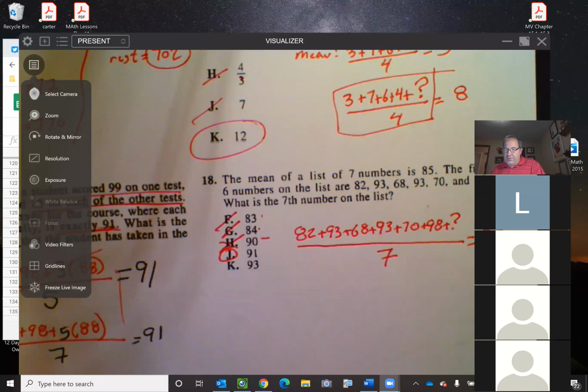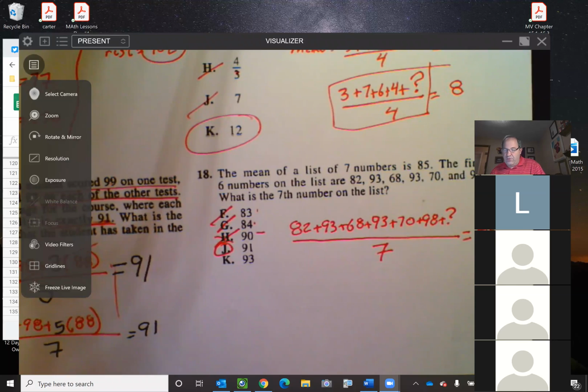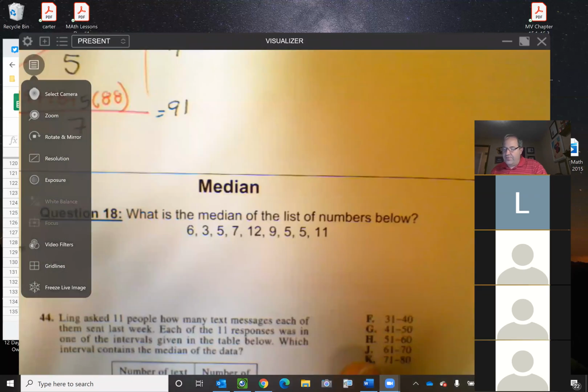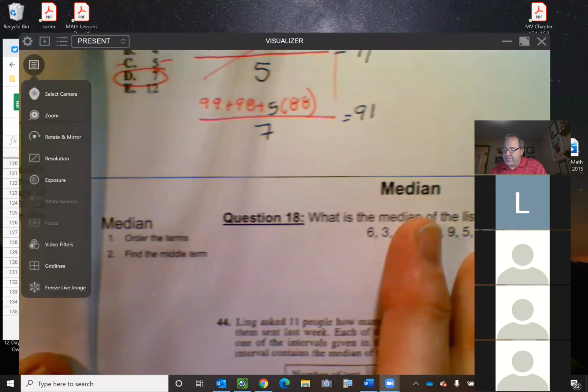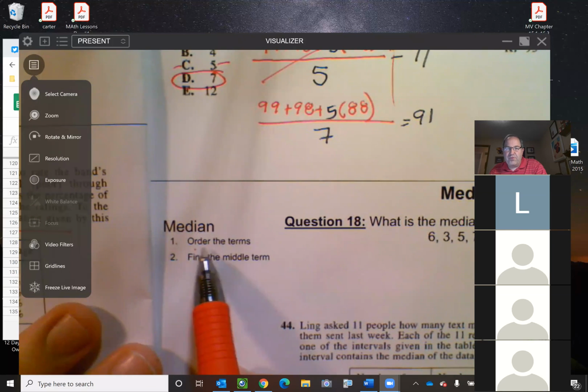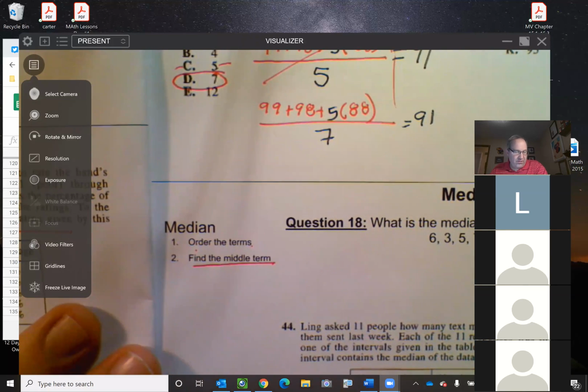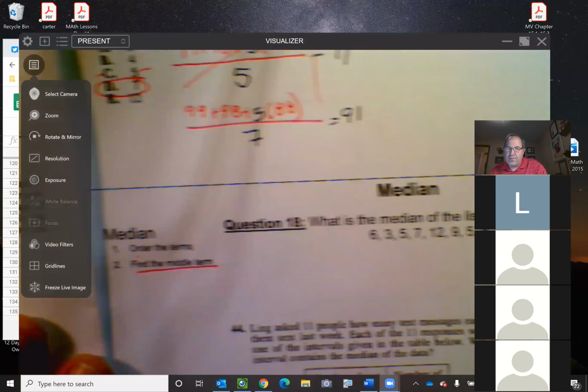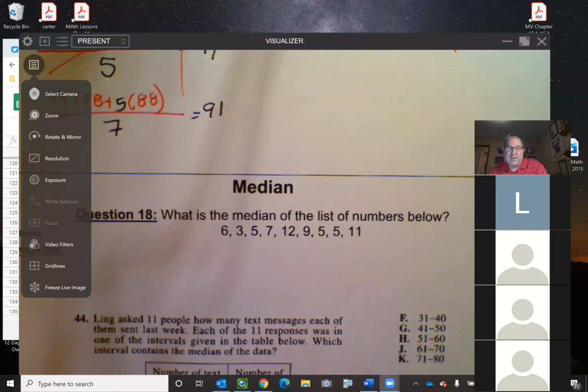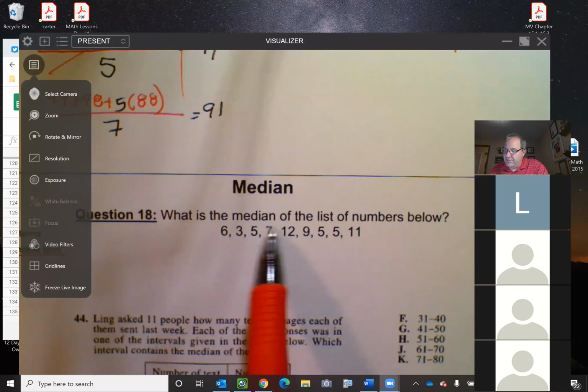Okay, now some of these statistics questions get a little bit more interesting with the median, right? Now, median, just remember, you have to put the numbers in order, smallest to largest or largest to smallest, and you have to find the middle term, just like you're driving down the road and you want to find the median. Median's in the middle of the road. So here's a question from the ACT. What's the median of the list of numbers below?